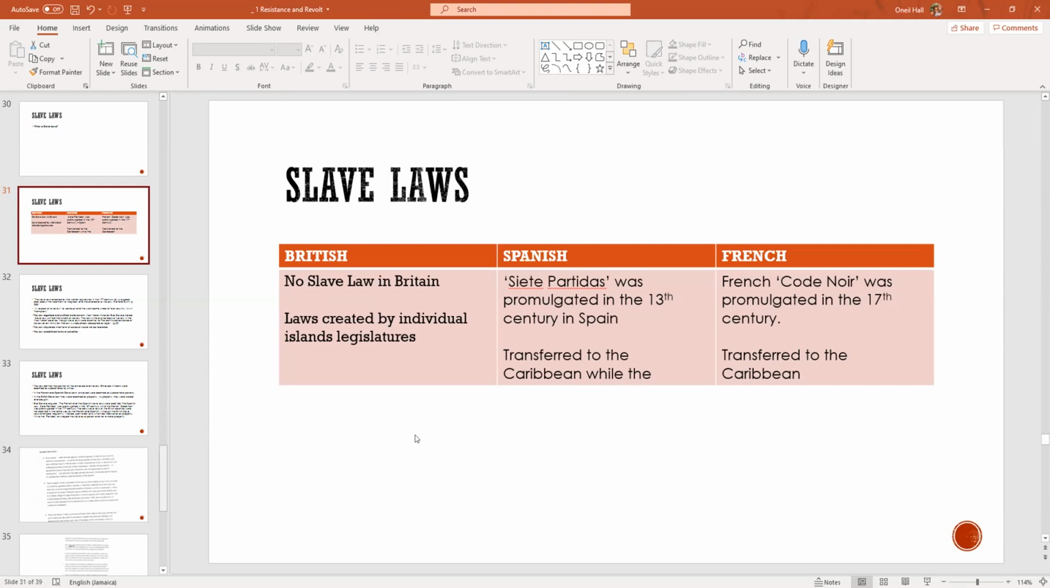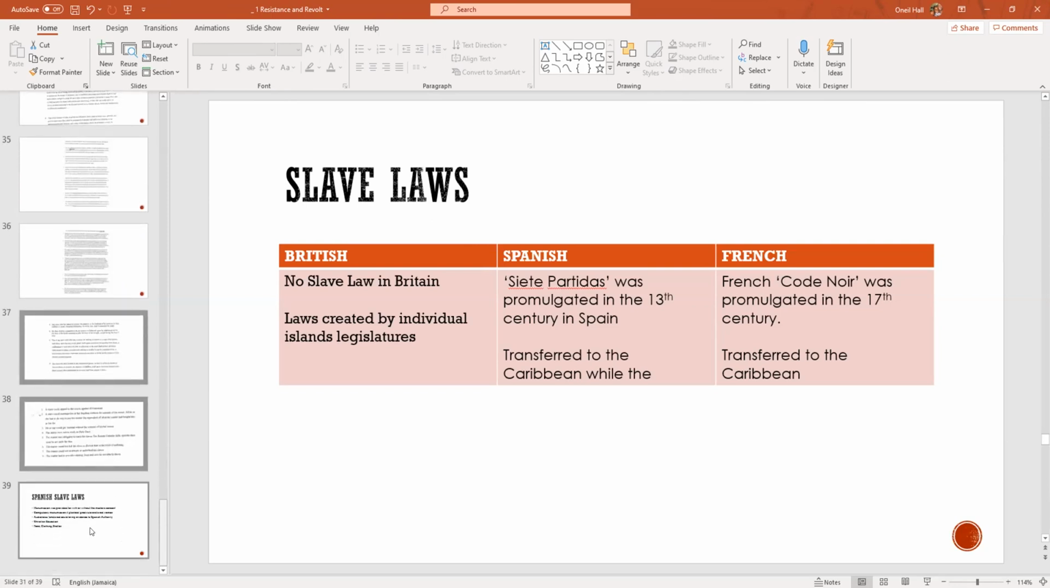Then the French slave laws were also transferred to the Caribbean. So anywhere French people settled and had enslaved people, the rule that they used was the Code Noir. And in somebody's presentation, I see that they mention Louisiana, because Louisiana, which is now part of the United States, was actually part of France. It was a colony of France back in the days. And so Louisiana would have used the Code Noir also. So that is a perfect example.